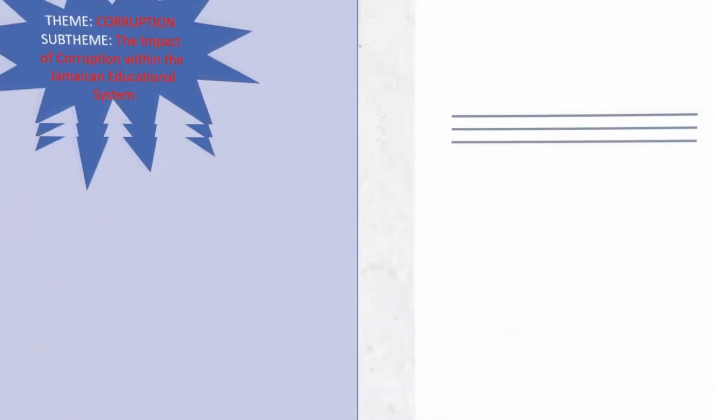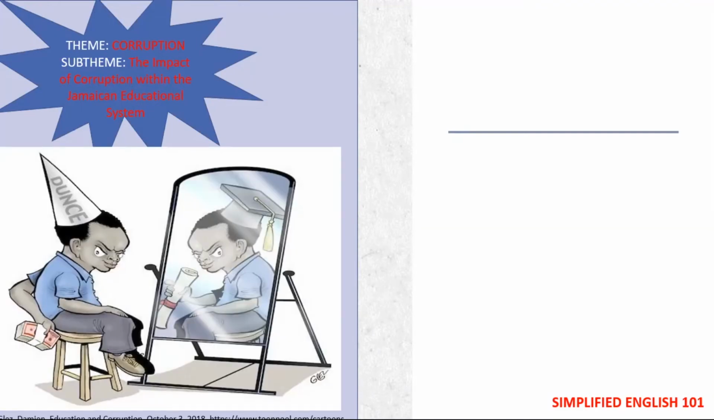Now, we're going to be looking at an image. If you have not yet subscribed to my channel, please do so, where you will see that the running theme or the recurrent theme and sub-theme is corruption, and the sub-theme being the impact of corruption within the Jamaican educational system. The plan of investigation is already done on that, and the reflection one. So we're going to be using the same theme and sub-theme so that persons do not get confused or lost throughout the entire process. Please note that I've added a link to where the picture can be found.